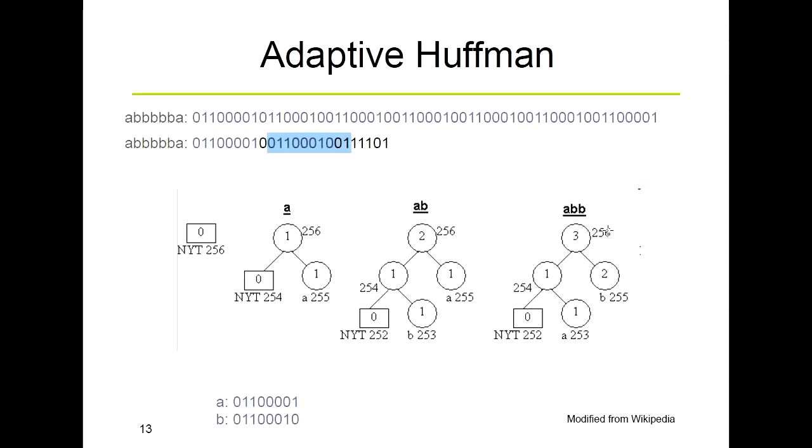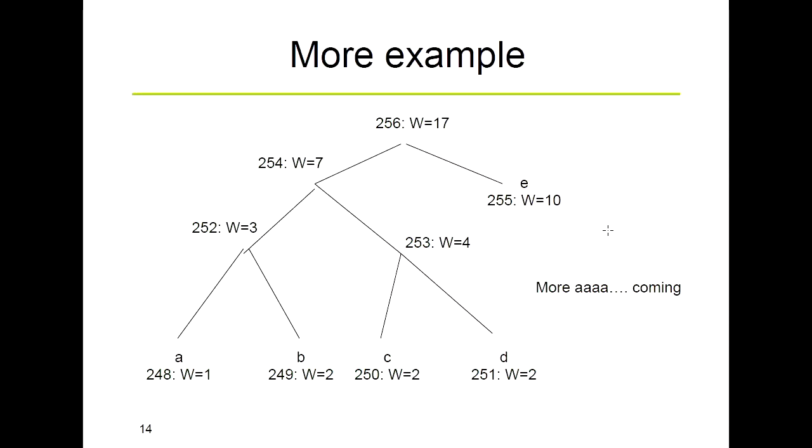So it's great. I'll give you more example. Suppose that we have this tree. So you have 10E here, 2D here, 2C here, 2B here, 1A. So 1, 2, 2, 2, that means 7. So add up, this root node of the subtree is 7. 7 plus 10 is 17. So you have this whole tree.